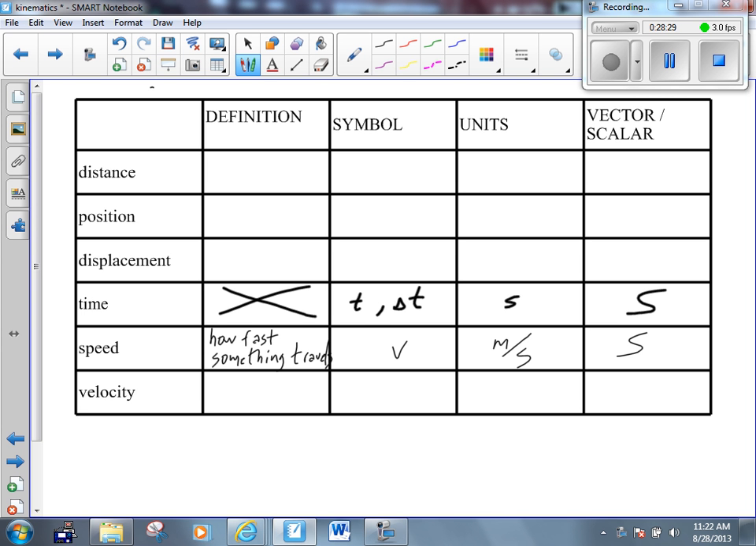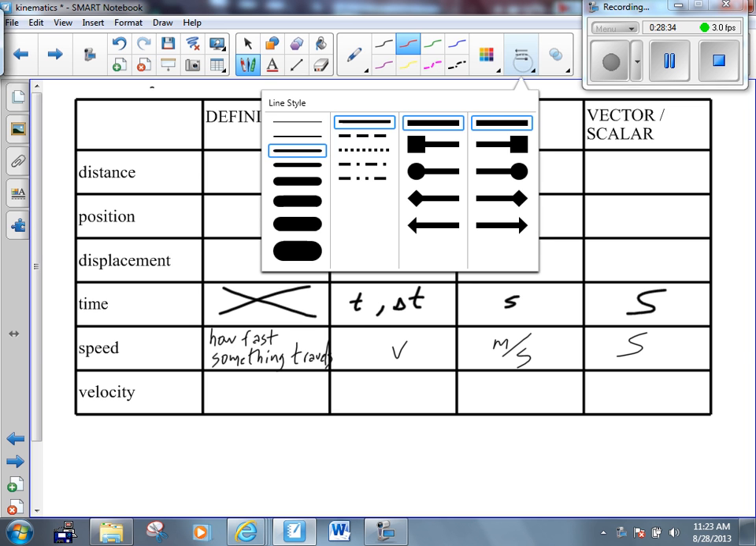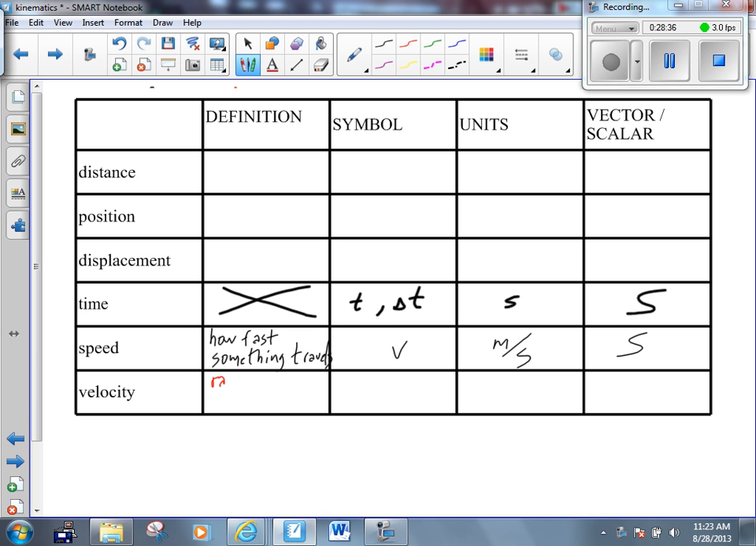Velocity, on the other hand, we're going to define as the rate of change of position. In other words, how quickly your position is changing. It's also a V, but it's a V with an arrow over it. Units are meters per second. And it's going to be a vector.